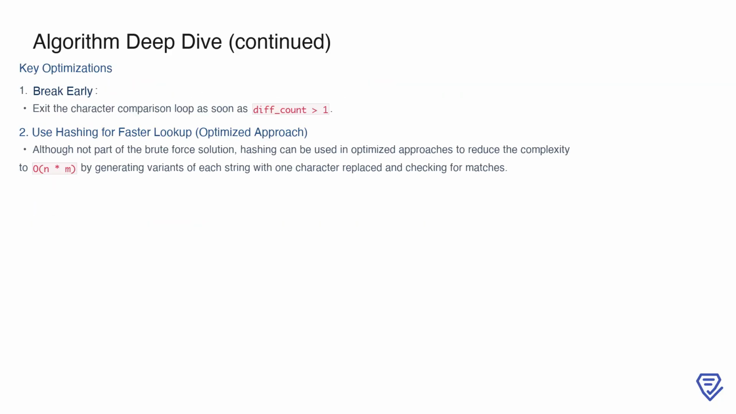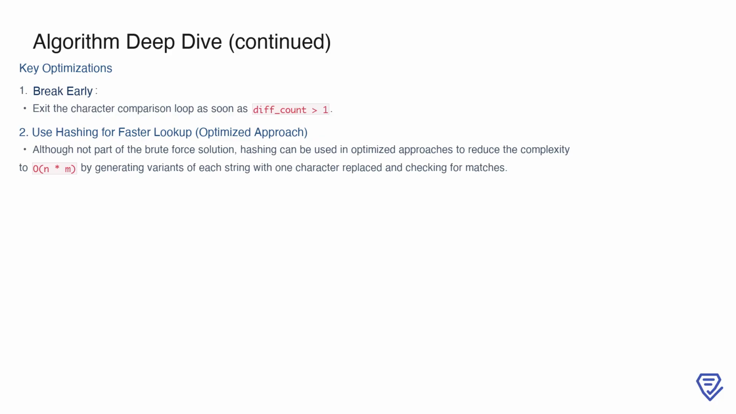To improve the brute force approach, we can consider optimizations. One simple optimization is to break out of the character comparison loop as soon as diff_count exceeds 1. This avoids unnecessary computations for pairs that are already invalid.